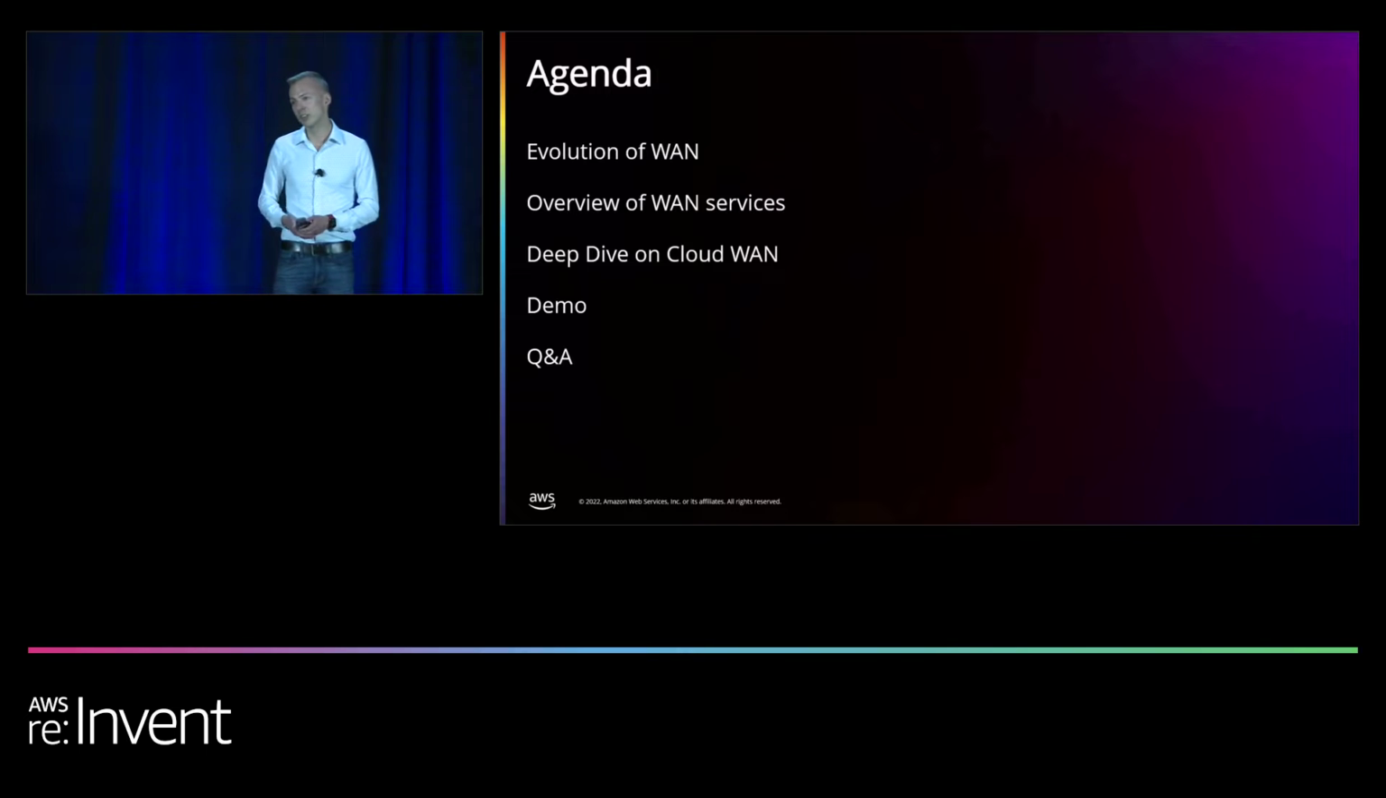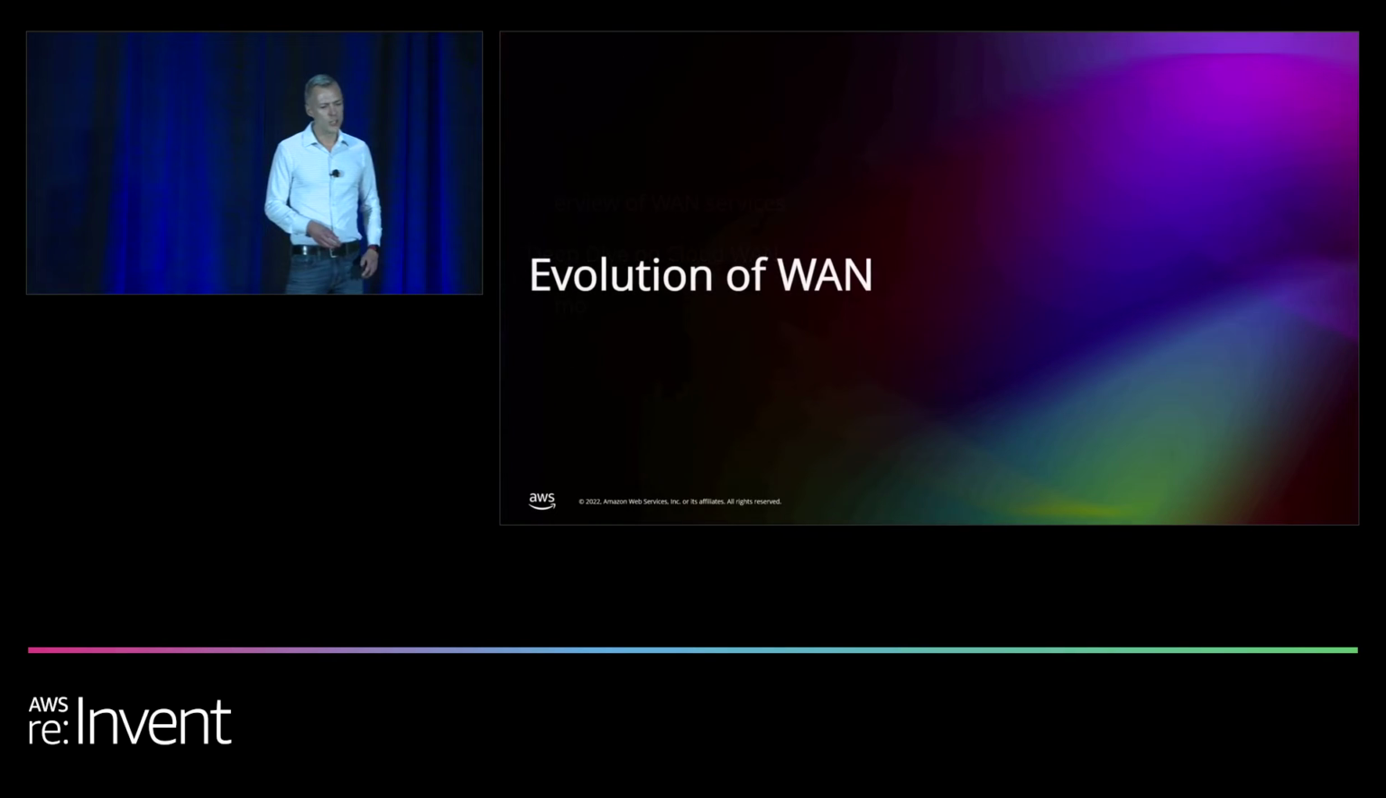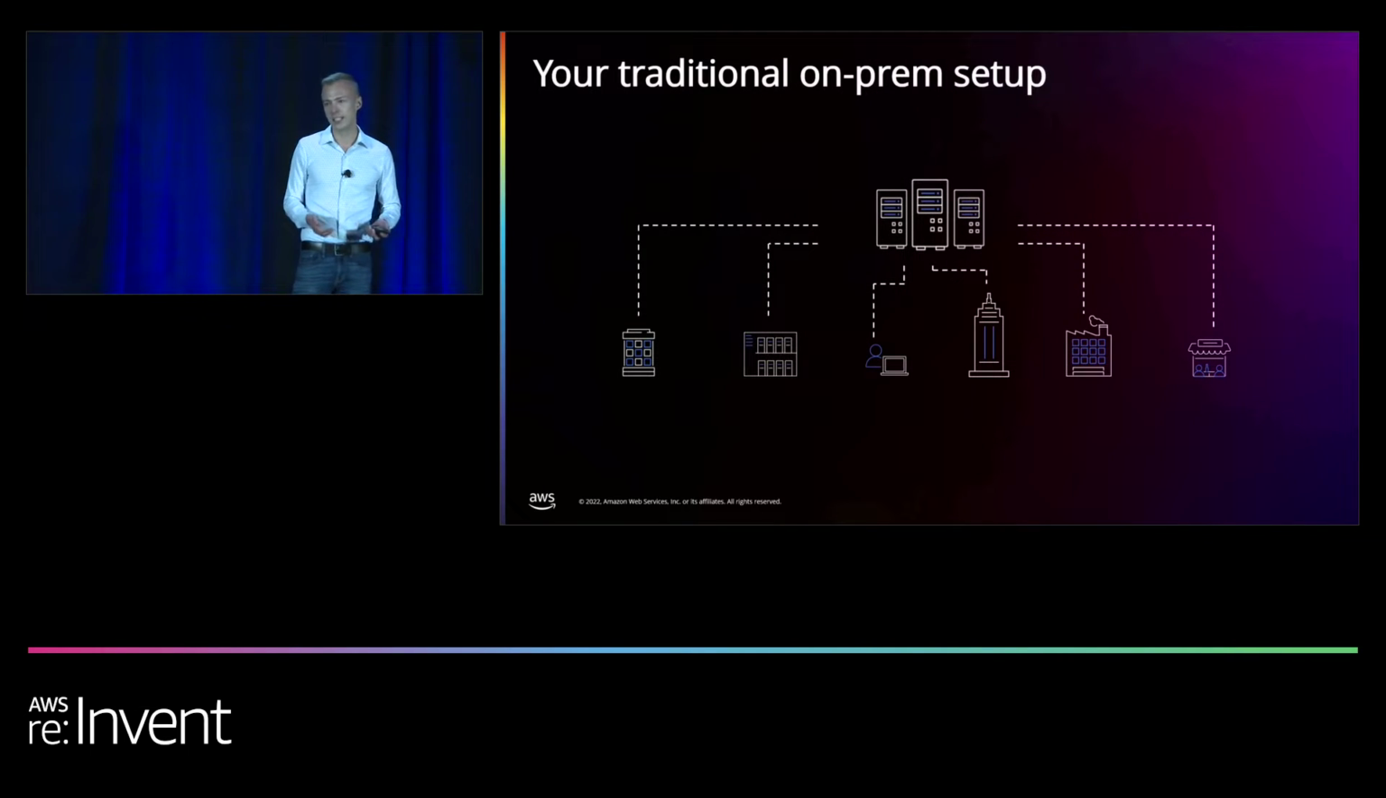This is a 300-level session, so we'll make sure to introduce topics, but we will go fairly deep. We'll be doing packet walks, so we'll be getting the nerd on there. Hopefully that's OK. So if we think about the evolution of a WAN, a wide area network is nothing new.